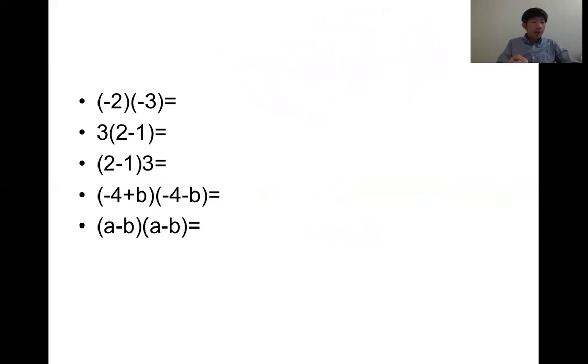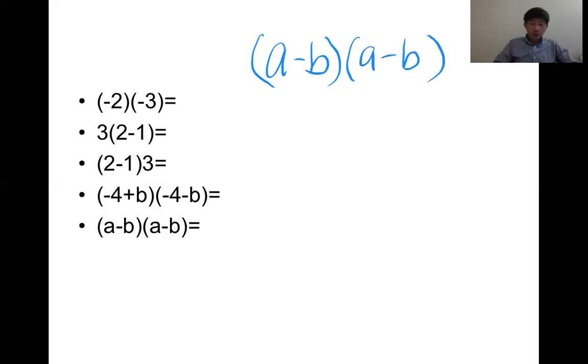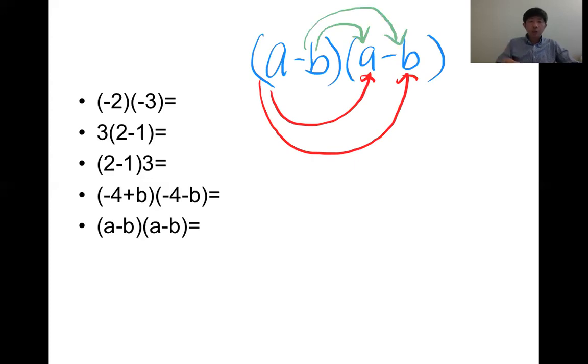Next problem, a minus b times a minus b, all right? a minus b times a minus b, okay? Now again, I'm going to use two different colors. One is red, all right? A times a times negative b, and the other one, negative b here is actually negative b times negative b, okay? So let's do it. A times a, how many? That's a squared, right? A times negative b, how many? Negative ab, is that right? Good.